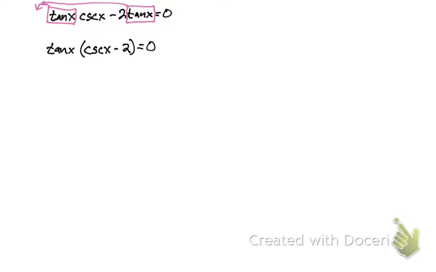So once again, I just factor out a tangent x, which almost feels like I'm just pulling it out front. It is division, but we can just move it out front. That allows me to break this into 2 equations. This is the zero product property. I have something times something equals 0. If I have a chain of things equaling 0, one of them has to equal 0. A times B equals 0, either A equals 0 or B equals 0. So in this case, we're going to have tangent x equals 0 or cosecant x minus 2 equals 0.